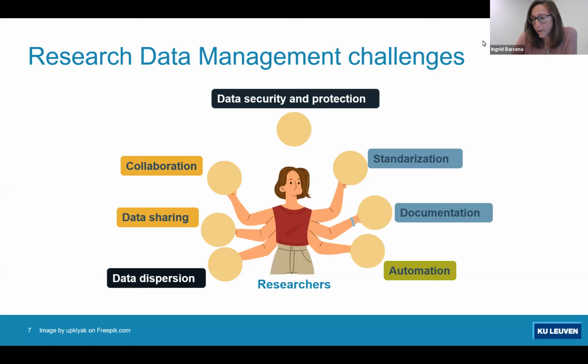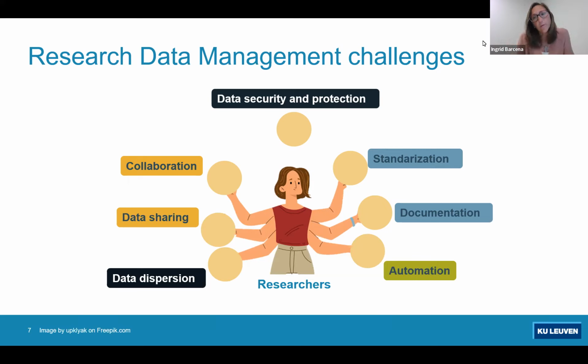If you have been talking with users, although they understand the importance of research data management, they feel a little bit overwhelmed by all the things they need to do to manage data properly. From tackling the dispersion of data, where data gets everywhere and nowhere and nobody knows where it is, to how to collaborate and share data, data security and protection, but also how to standardize the management of data and the data documentation, and especially automation: can we avoid repetitive tasks?